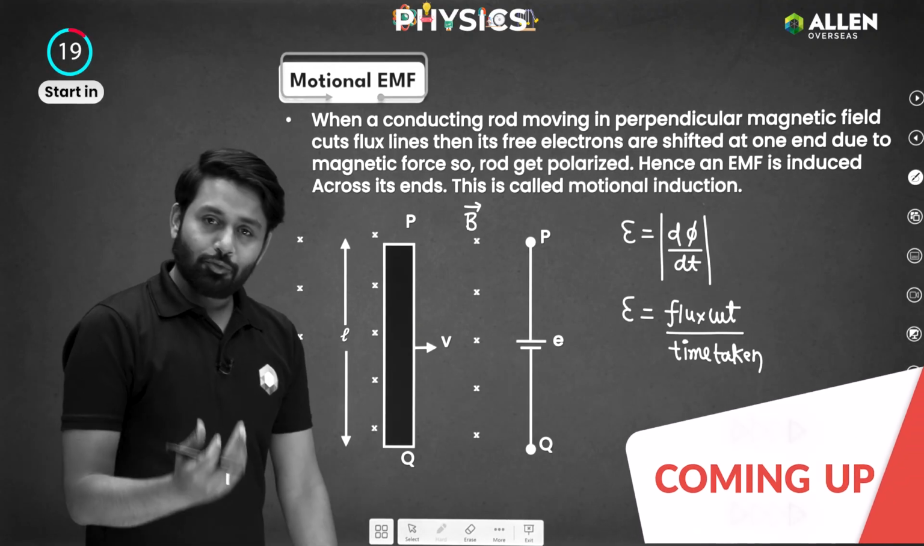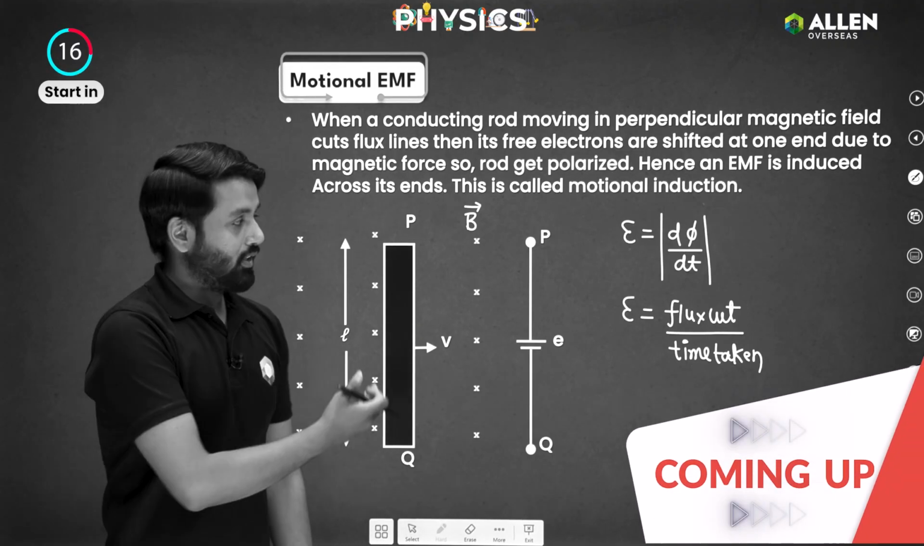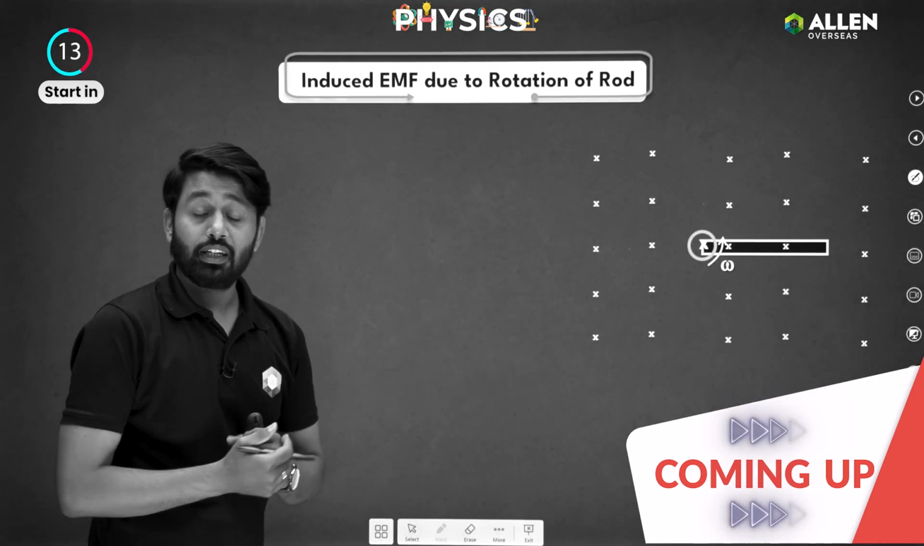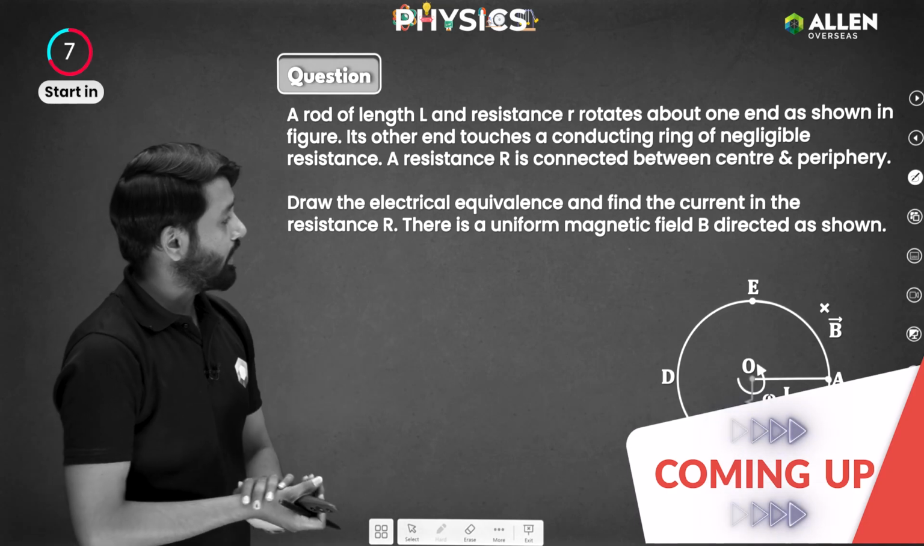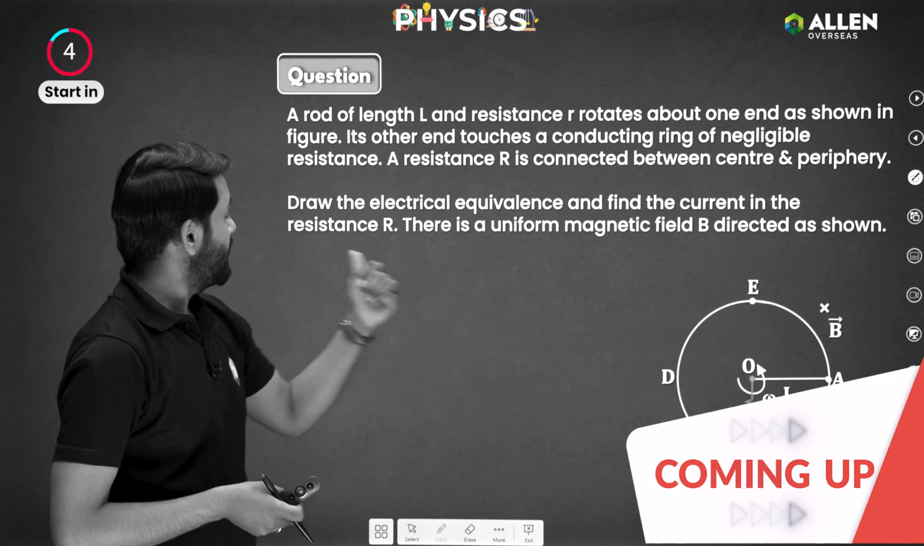Let's understand the formula related to induced EMF, if a rod is rotating in a uniform magnetic field. After that, draw the electrical equivalence and find the current in resistance capital R.